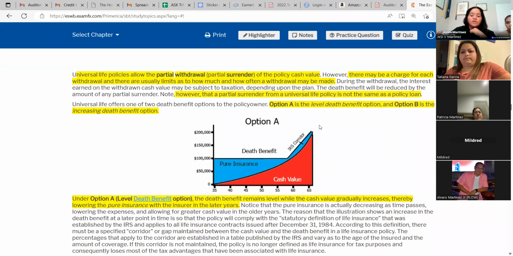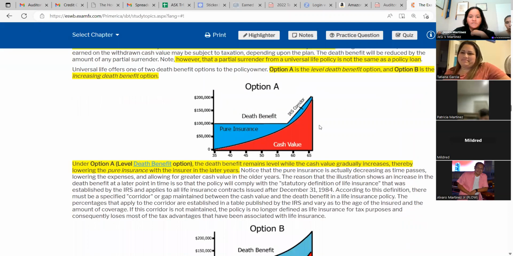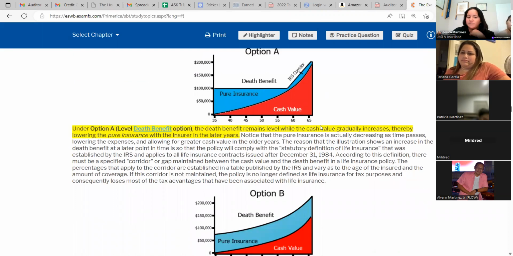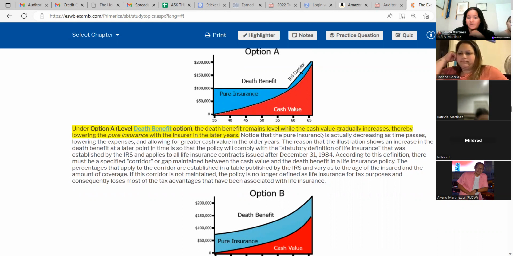Okay. So Universal Life has two options, option A or option B. Option A is the level death benefit option, and option B is the increase in death benefit. So option A is level, option B is increasing. You see the graphs here? So pure insurance, and you have this line completely go straight through, right? That's option A. Option B, the benefit, you see it going up in here. So option A, it's the level death benefit option. The death benefit remains level while the cash value gradually increases, thereby lowering the pure insurance with the insurer in the later years. So it lowers that insurance, but then you have the cash value increasing in there.